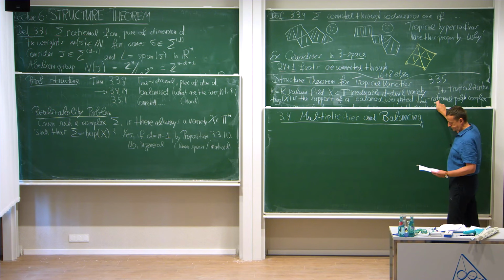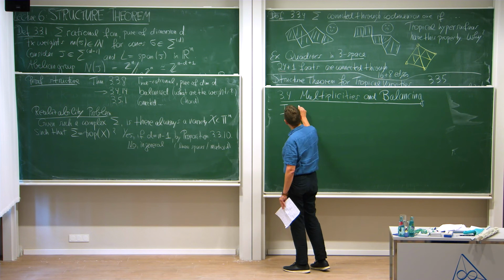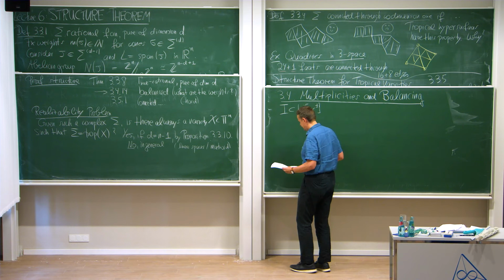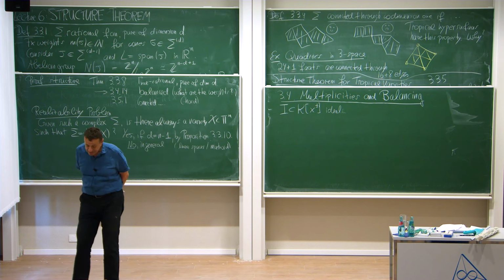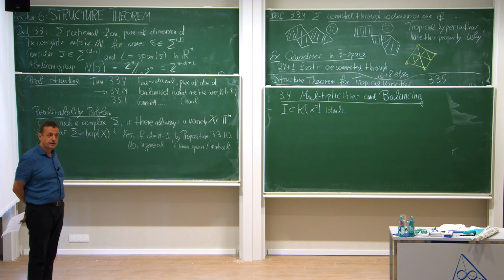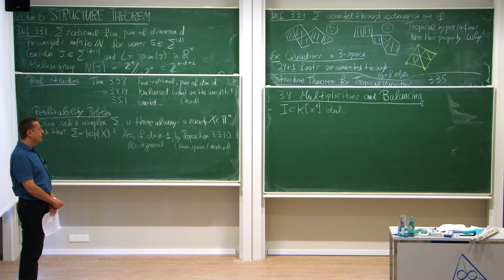So the basic object we start with is an ideal. As I said, the aim for the algebraic parts in this book was that all proofs are understandable if you know Cox-Little-O'Shea. You do not need significant background in commutative algebra or algebraic geometry, but it helps. Okay? So let's start with an ideal in a Laurent polynomial ring.